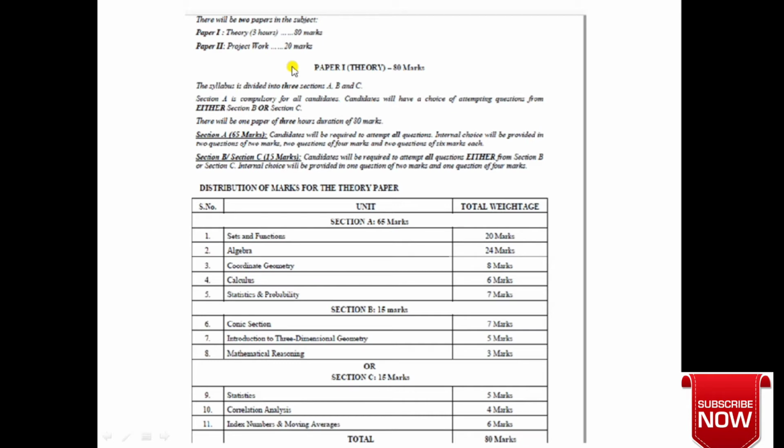Section A is compulsory for all candidates, and you have to do section B or C. As you can see, you have the option to do either section B or C. Section A is the compulsory part, for which a total of 65 marks has been allotted, and sections B and C are optional. Either you have to do section B or section C, and both sections have been allotted 15 marks each.